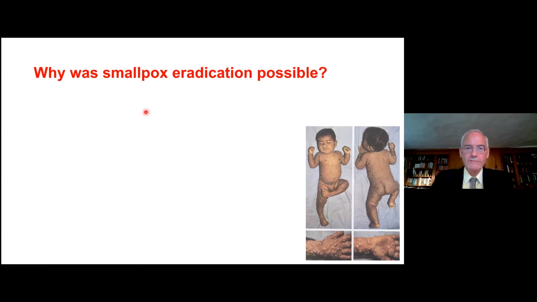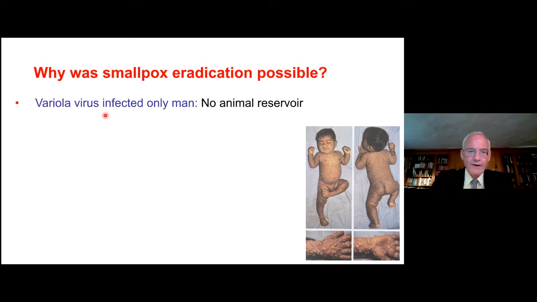So why was smallpox eradication possible? Here are the lessons for the control of other diseases. So the first thing was that variola virus had become a virus that could only infect man. There was no animal reservoir. And so once the virus was removed from man, it couldn't be reintroduced from other sources. Contrast that with the situation with rabies or with yellow fever that have many mammalian or insect vectors.